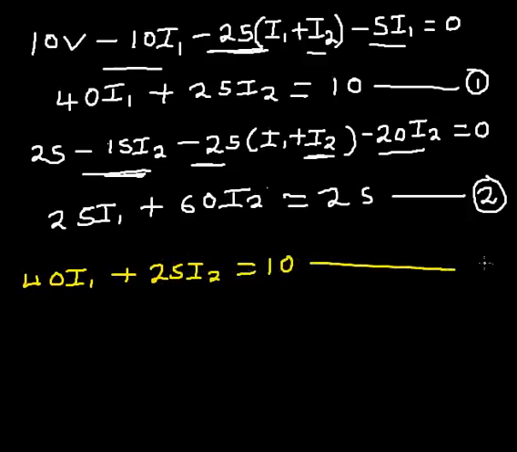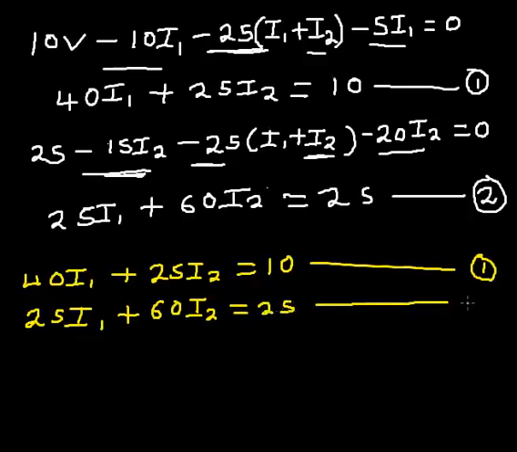Equation 1. Then from loop 2, 25i1 plus 60i2 is equal to 25. Equation 2. All right, so how do we solve this?